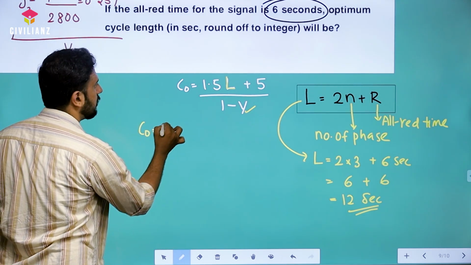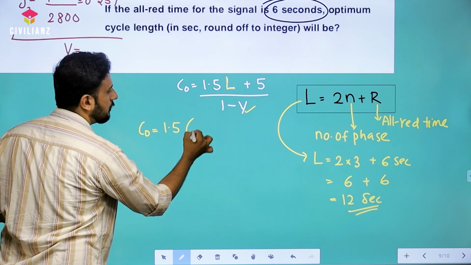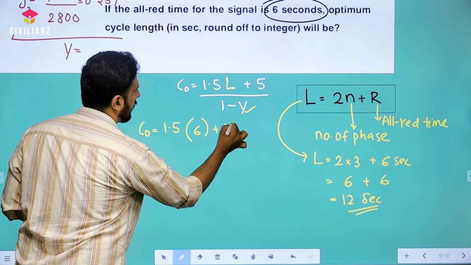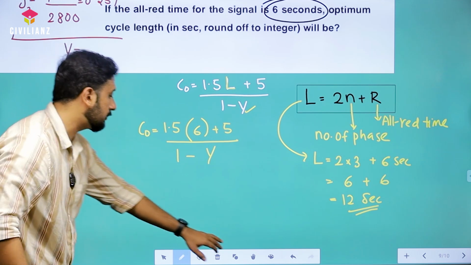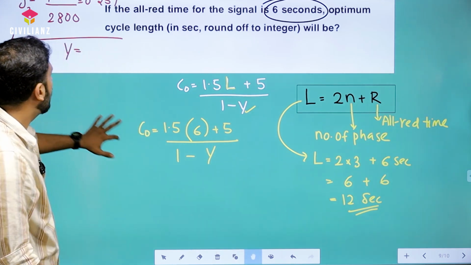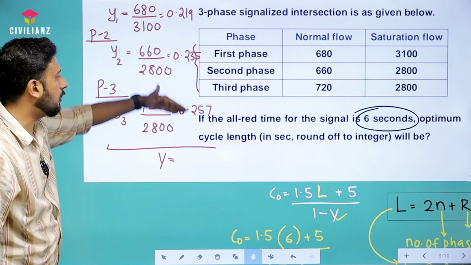So our C0 is going to be 1.5 into 12 seconds plus 5 divided by 1 minus capital Y. Capital Y, I don't have the value right now, that's why I am not writing it. How to calculate capital Y? Just add all these 3.